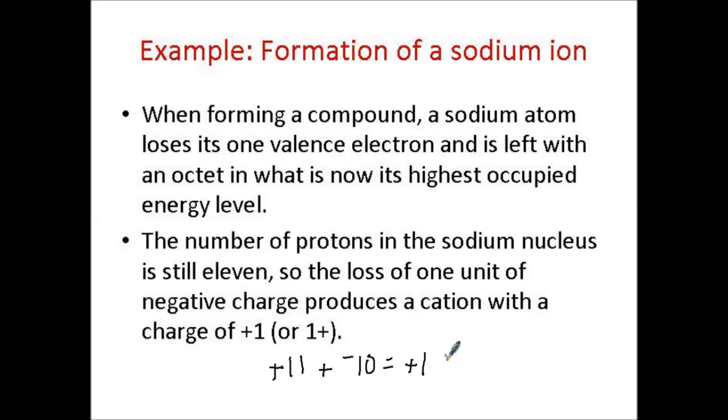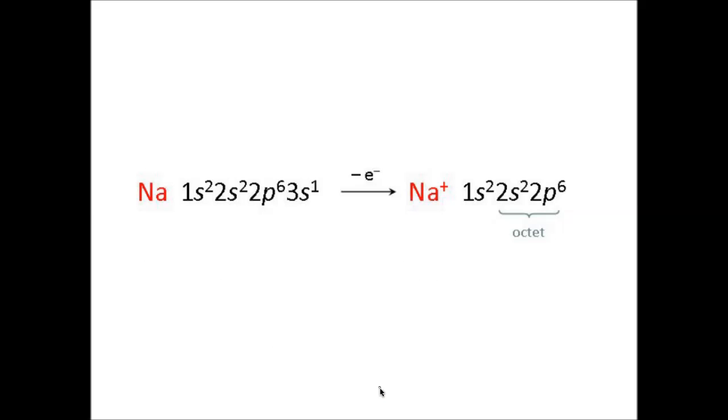As you see down there at the bottom, if you have 11 protons and 10 electrons, that gives you a total of a +1 charge. Here's just an example of what we just said. With sodium losing its 3s1 electron in its outermost energy level, it becomes stable because it now ends in 2p6, and that is the octet right there, those 8 valence electrons in the 2s2 and the 2p6.